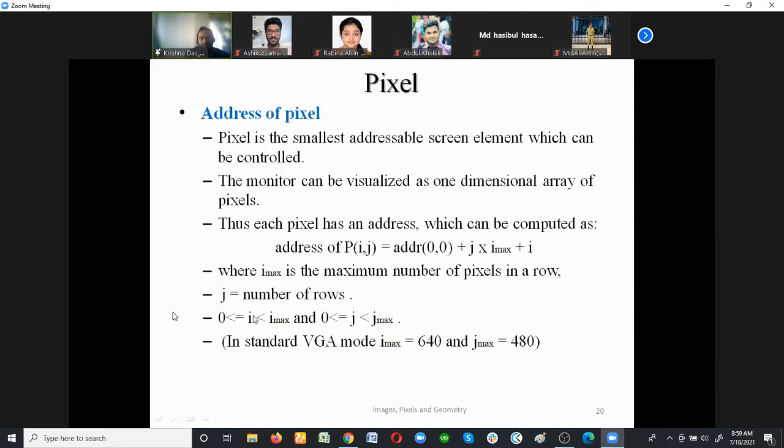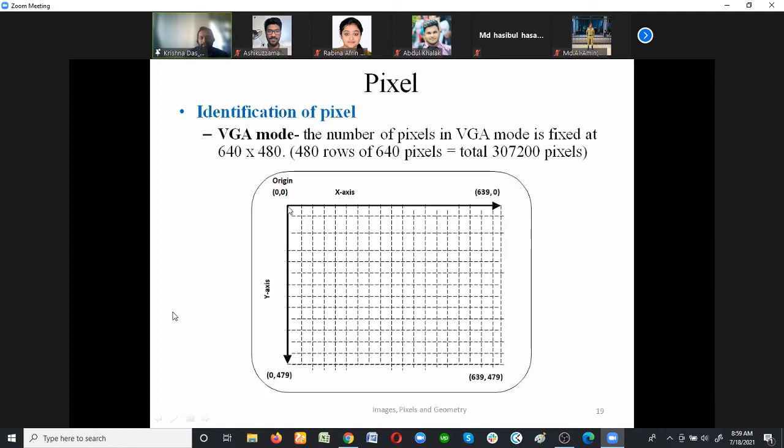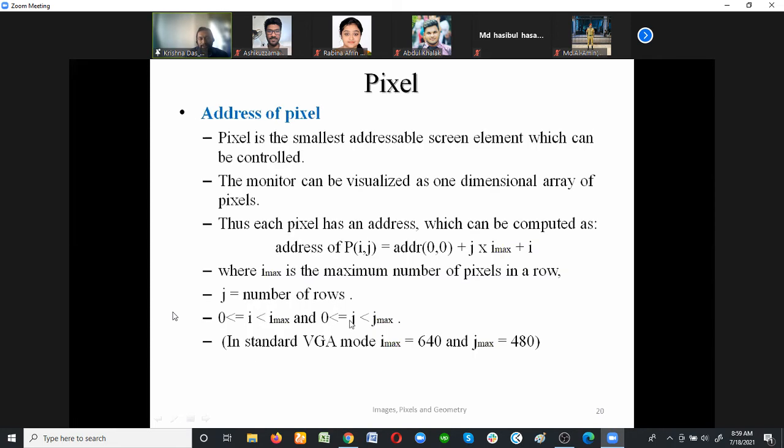Now the condition for i and j is that it can be 0 or greater than 0, but it must be less than Imax or Jmax. So this is the condition for the i and j coordinate values that you are considering at this moment.